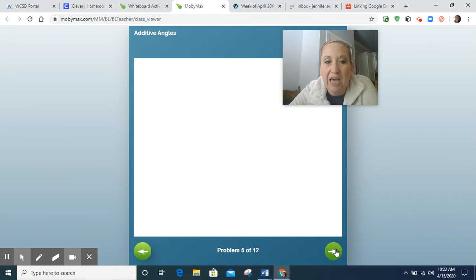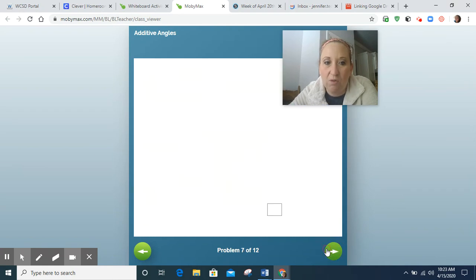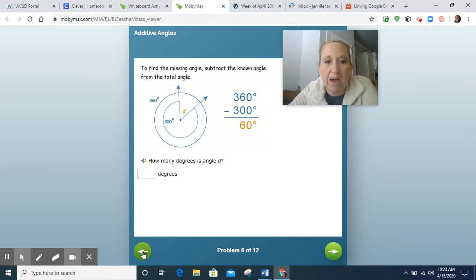Now, let's look at if we have the whole circle. The whole circle we know is 360 degrees. So if we already know this part of the circle, we can take the whole 360 degrees minus 300, and that would tell us that D is equal to 60 degrees, which again makes sense. It's an acute angle.